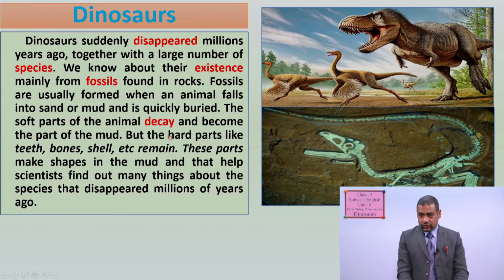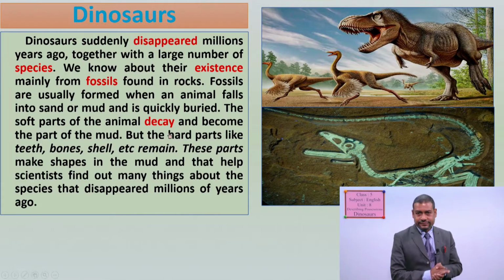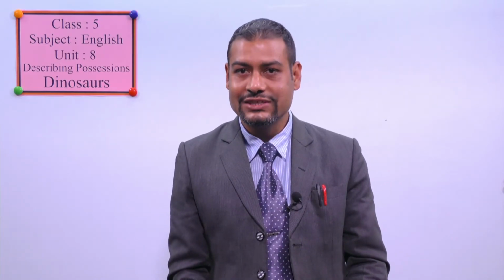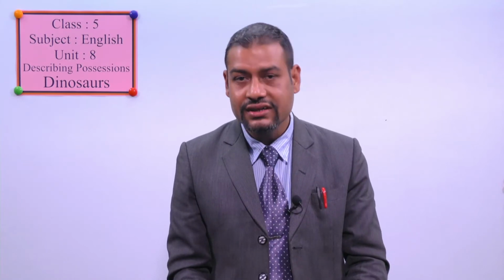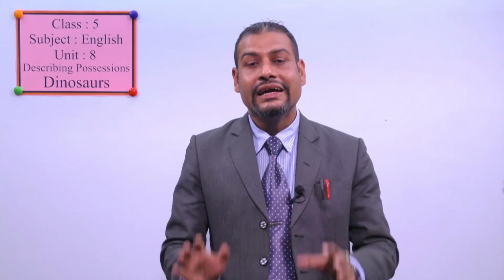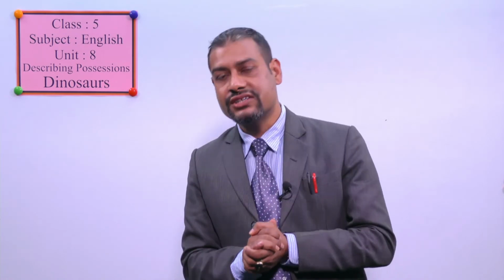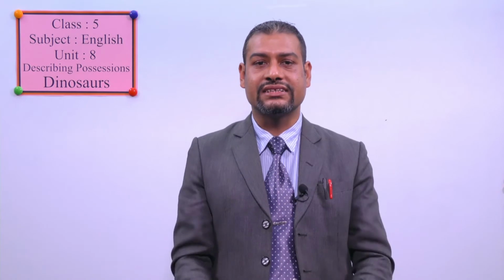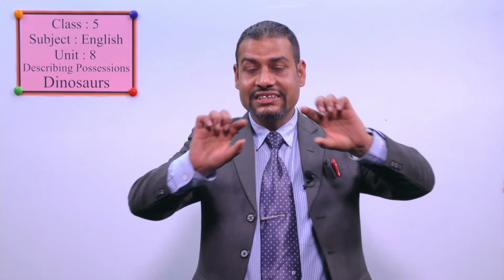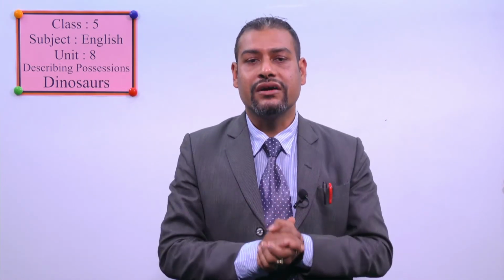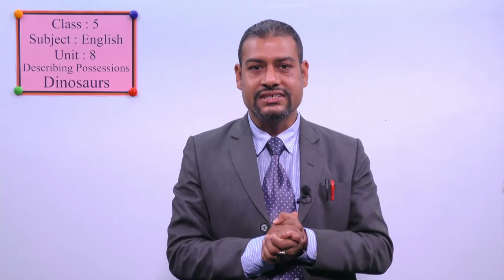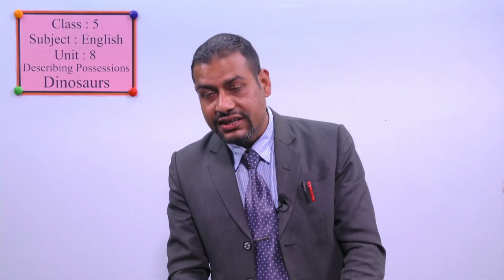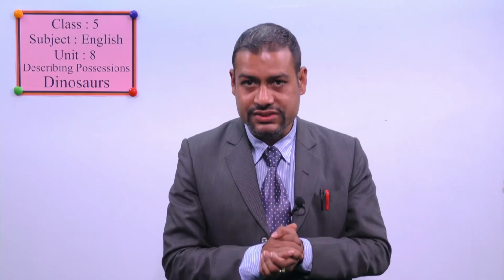Okay, so first of all I want to explain, and then we'll discuss these highlighted words. Do you know the meaning of disappear? See, it means that millions of years ago, many years ago, in the past, there were a large number of, a big number of animals, species, and they were dinosaurs. But nowadays we can't see dinosaurs.